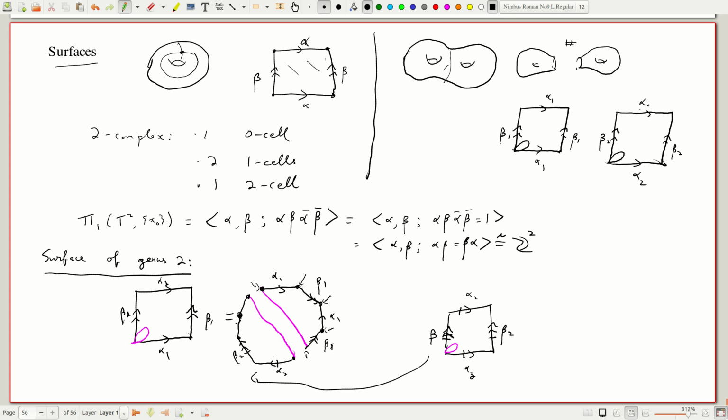This time alpha 2 came in the other direction, and beta 2 came in the other direction, beta 2. And these two are identified with each other because that's what we have done. We have glued these two together. Okay, so this surface with this identification is simply an octagon.